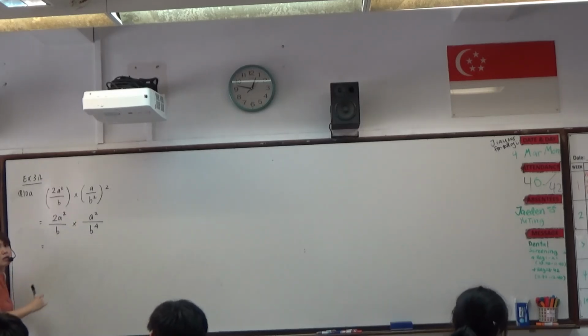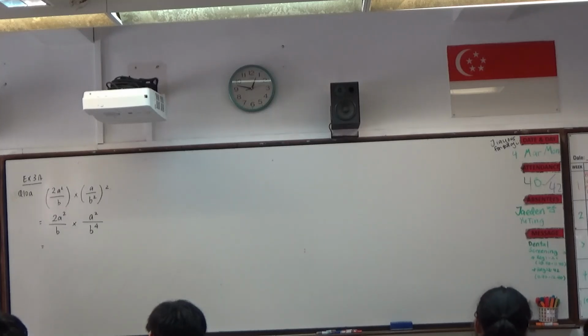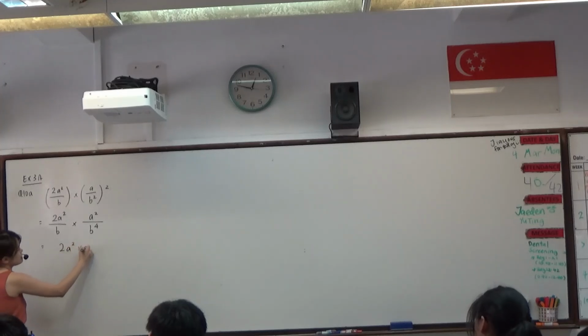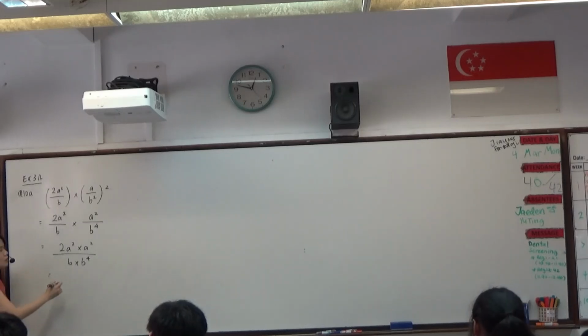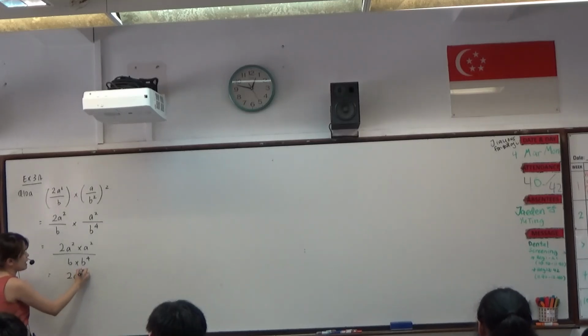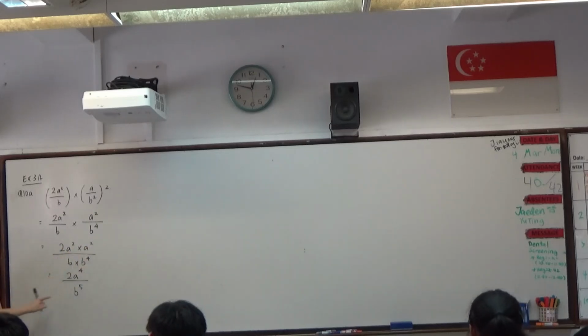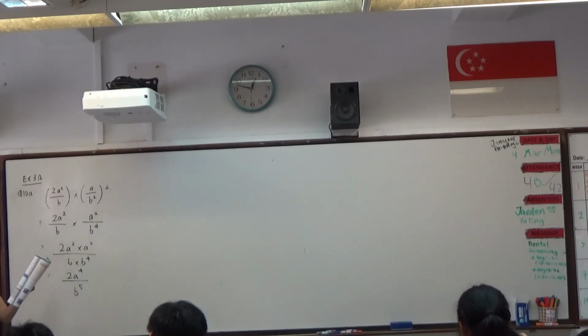Numerator, denominator, denominator. I do not recommend that you start cancelling anything. In fact, there's nothing to cancel also. So we are going to get 2a squared times a squared over b times b to the power 4. You may skip this step if you need to, which will only give 2a to the power 4 and b to the power 5, because the powers add up. So this will be the answer for 10a.